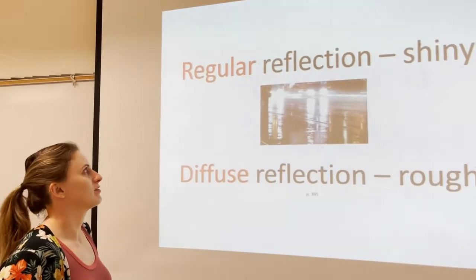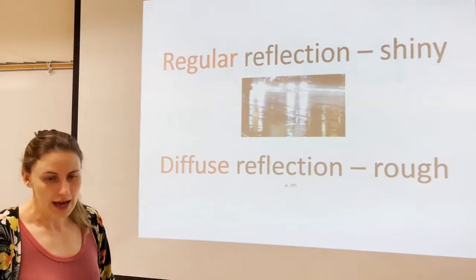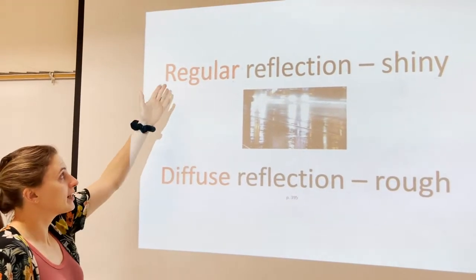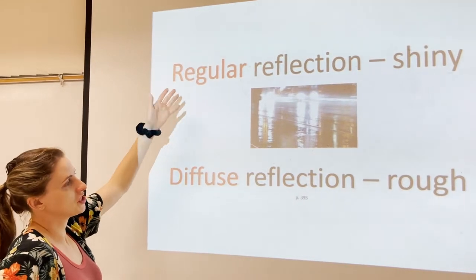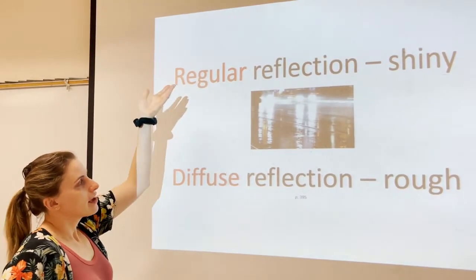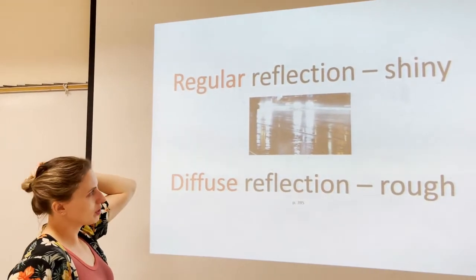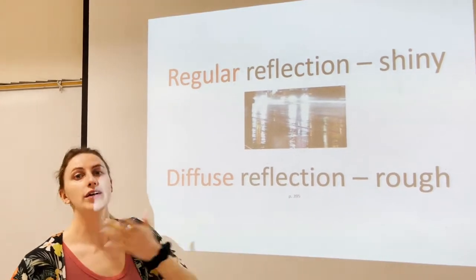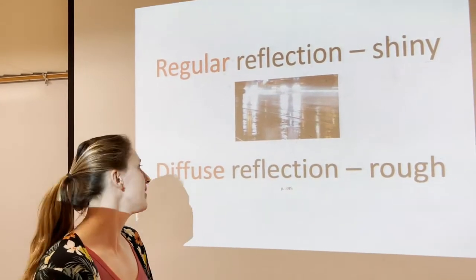Let's talk about different types of reflection. So we have regular reflection, which depends on what kind of surface you're looking at. We're just going to call it a shiny surface. So the plane mirror is a shiny surface. It's smooth, it's shiny.